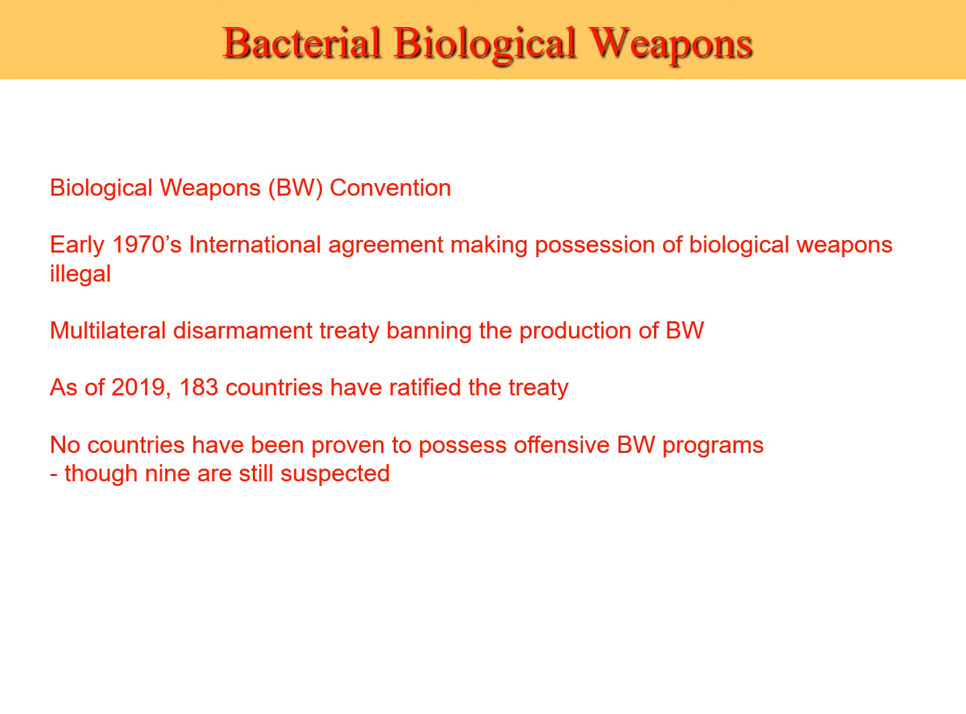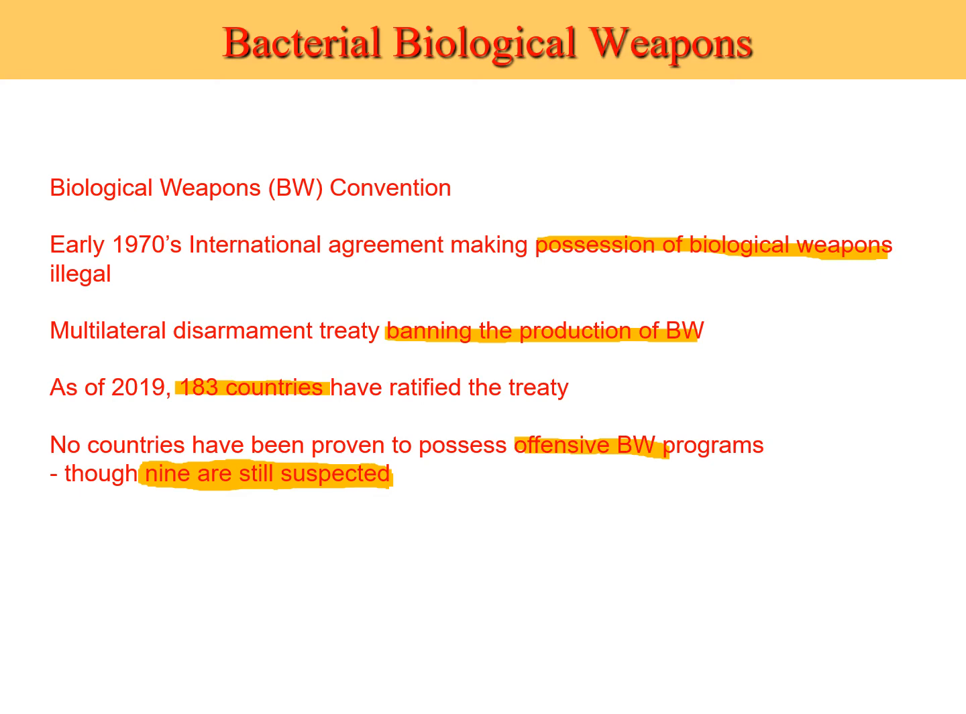The Weapons Convention, the agreement in the early 70s, made possession illegal, and there was a multilateral disarmament treaty banning production at the same time. There are over 183 countries now in the world that have ratified the agreement. No countries have been proven to possess offensive biological warfare programs, although 9 are still suspected of working on them. Some with good evidence, others with more accusation than evidence, but still 9 countries are suspected of actually carrying out biological weapons programs.